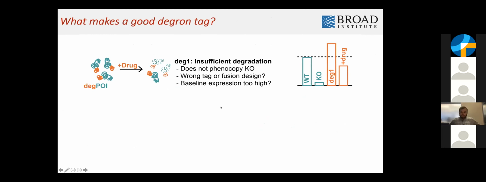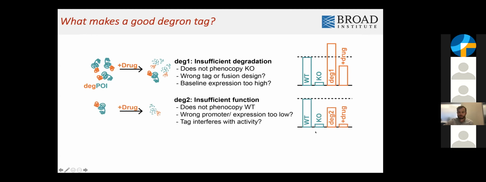So just to summarize our thinking of what makes a good degron tag, there are a few failure modes that will happen when employing a degron strategy. If you imagine you have a particular activity that you're hoping a degron will allow you to toggle between wild type and knockout, we've seen that certain targets are too highly expressed, such that addition of the drug, even if there is some meaningful level of degradation, doesn't bring you back down to the level of knockout. So this could be that your construct is just not efficiently degraded and you need to move it around to achieve better degradation. Or it could be that your baseline expression is just too high.